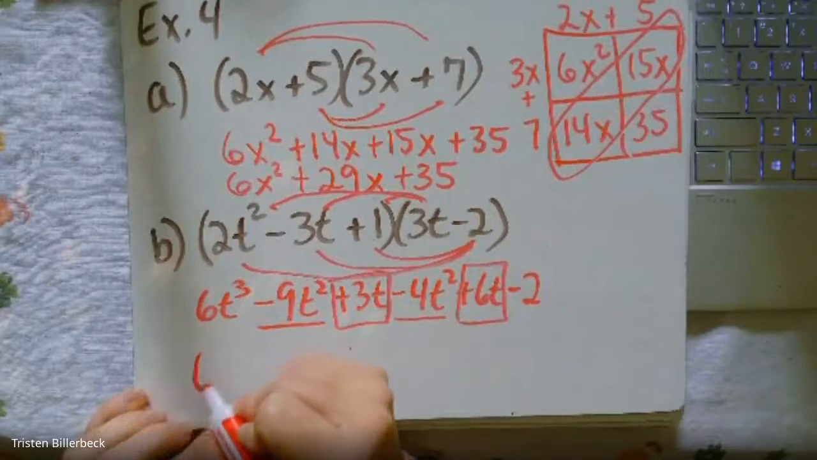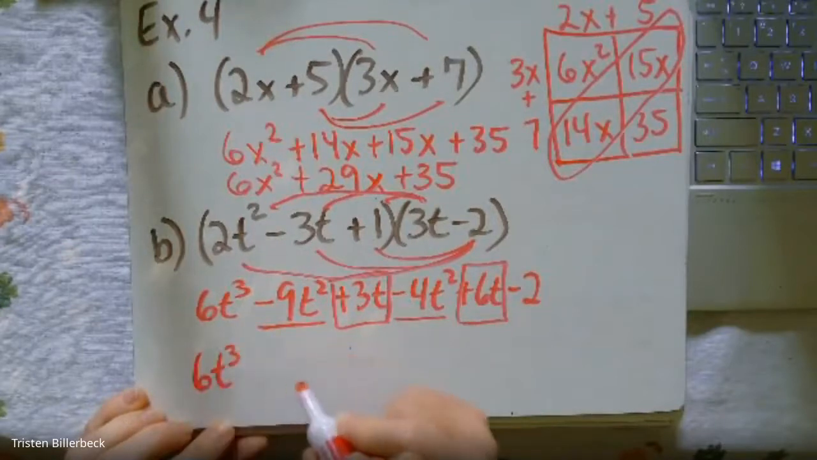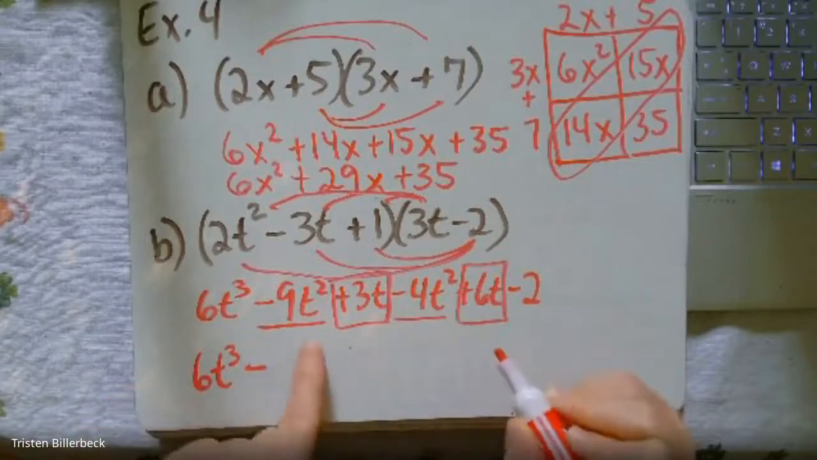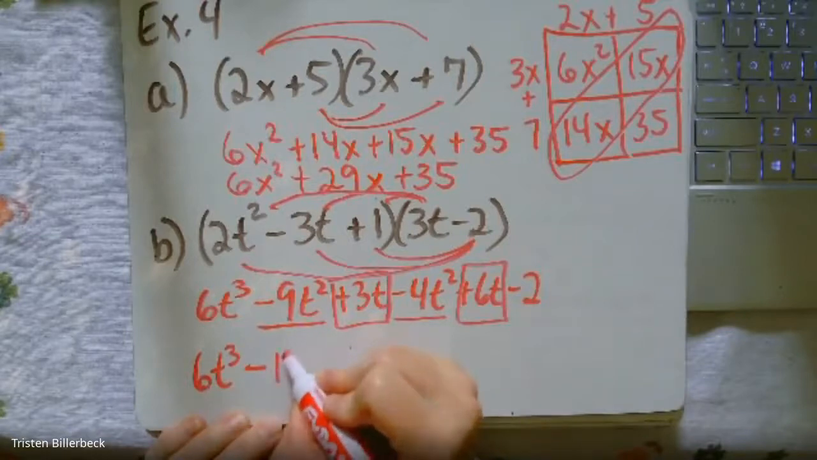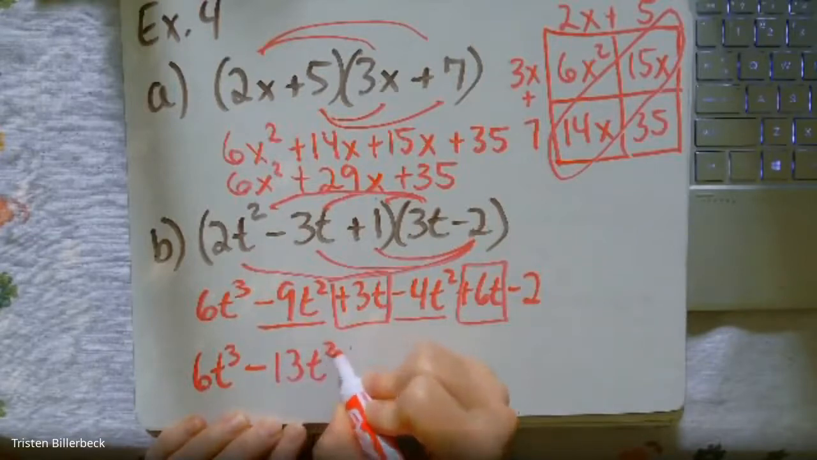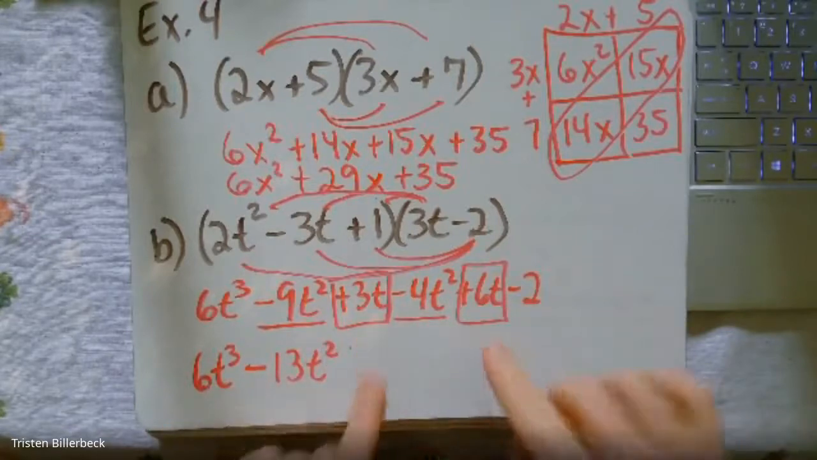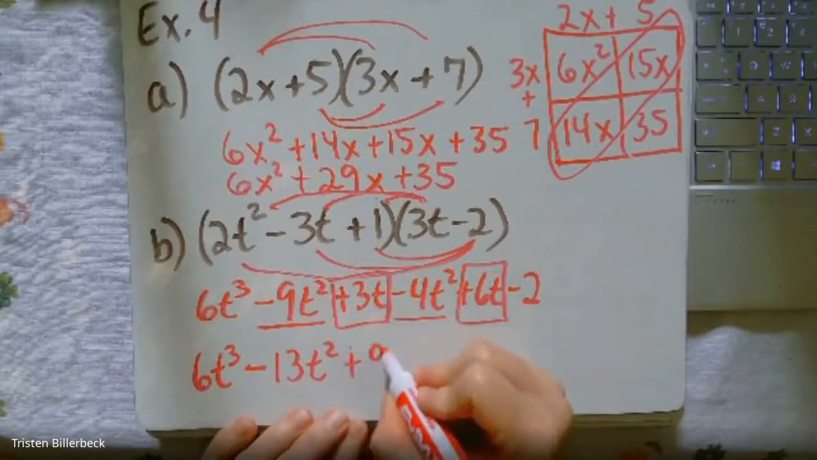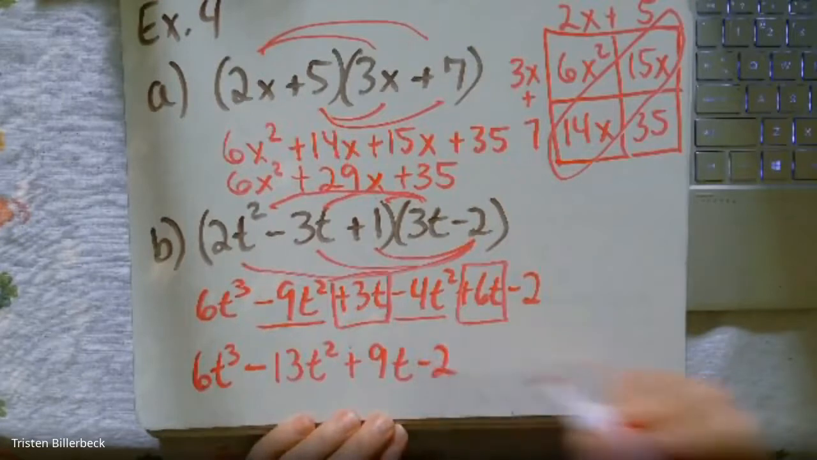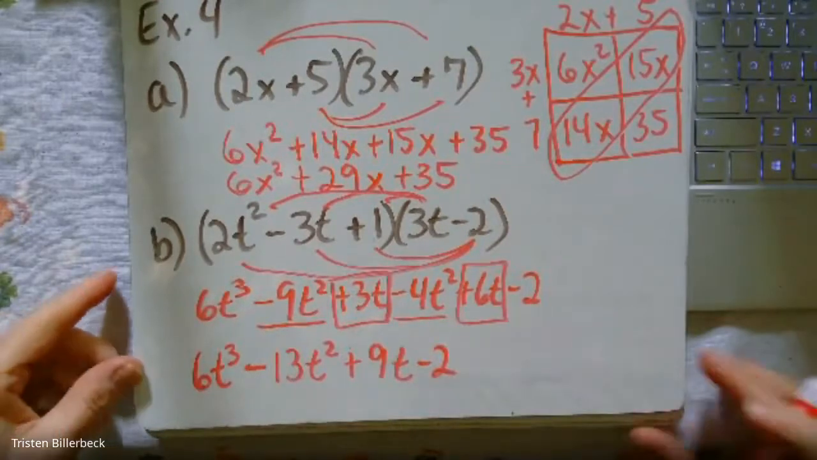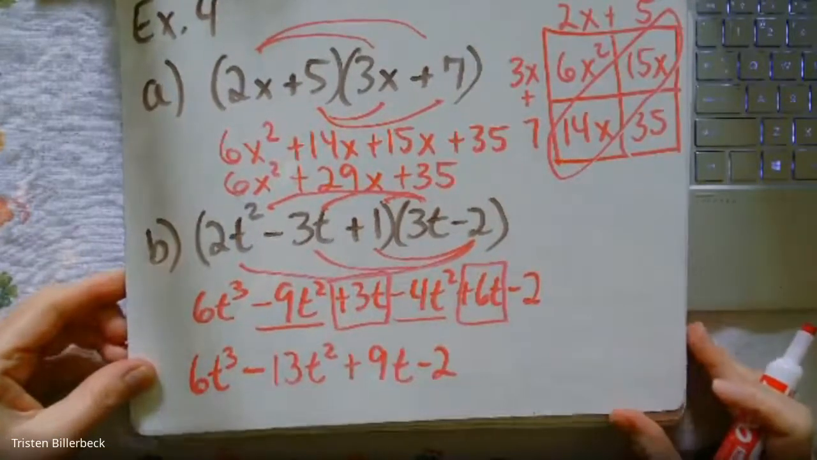So we have 6t cubed minus, and that's going to be, we have a negative 9 minus 4 gives us a negative 13t squared. 3t plus 6t is 9t. And we have minus 2. All right, so this is what the box would look like for that, which is why I appreciate the box so much.